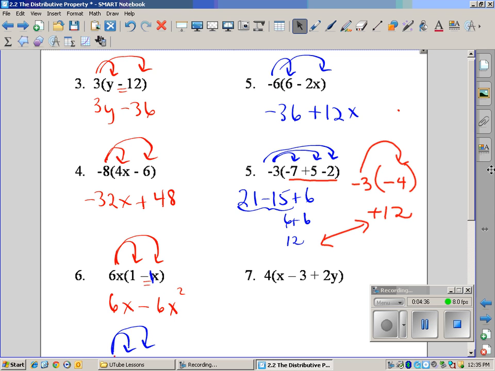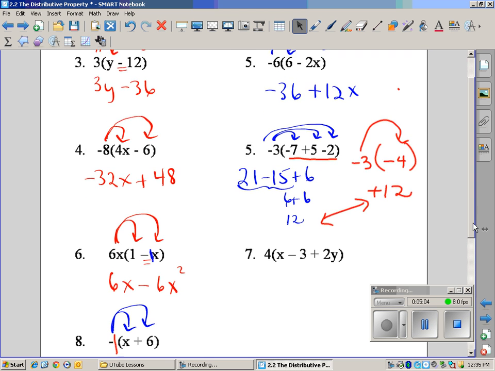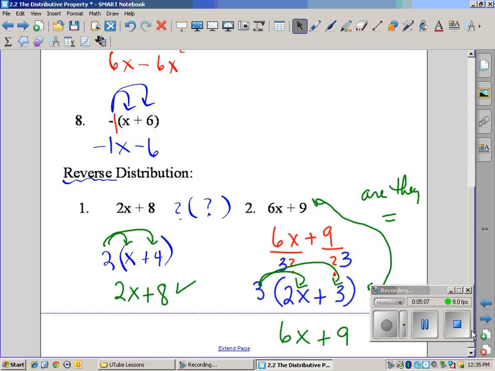The other way to do it is to go ahead and simplify inside your grouping symbol: negative 7 plus 5 is negative 2, and negative 2 and negative 2 more make negative 4. And then do your distribution. Multiply negative 3 times negative 4 and get positive 12, the same answer. You only have that choice when you're dealing with all numbers. When you have numbers and variables, you have to do the distribution the way we've been doing it. I'm going to let you work number 7 on your own, and we'll check it when you come back into class. And then I wanted to talk to you a little bit.